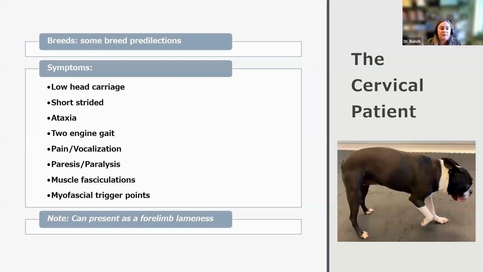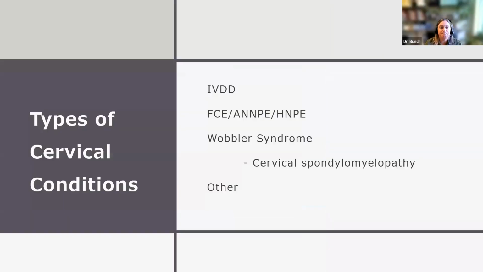And then again, that forelimb lameness can sometimes present as a cervical injury, or cervical pain can present as a forelimb lameness. This does not mean that you shouldn't rule out other causes of forelimb lameness, but just remember to have it in the back of your mind, as that could be a contributing factor.